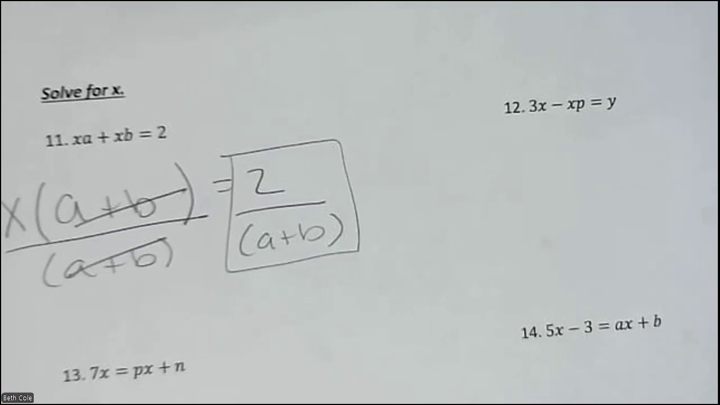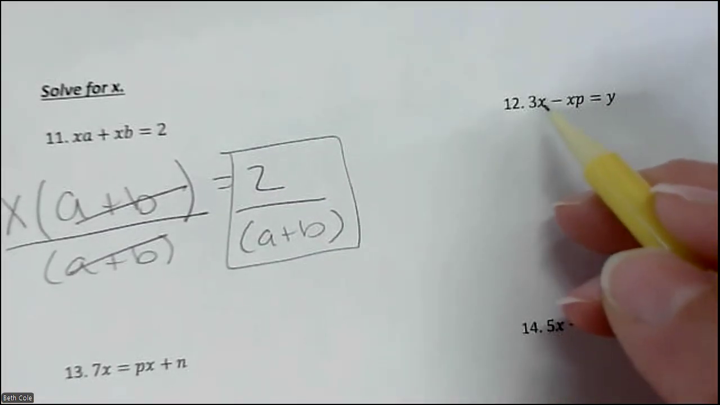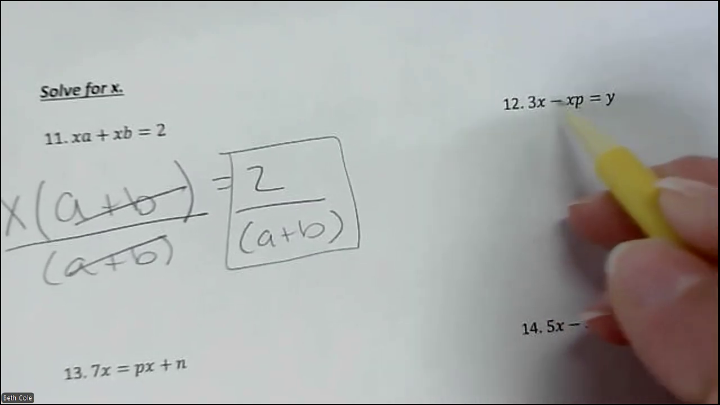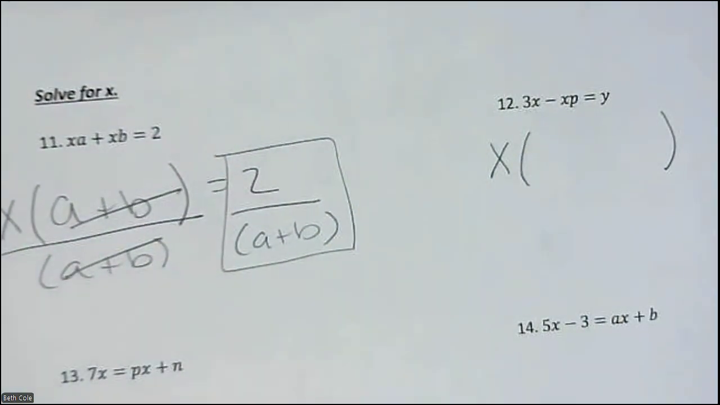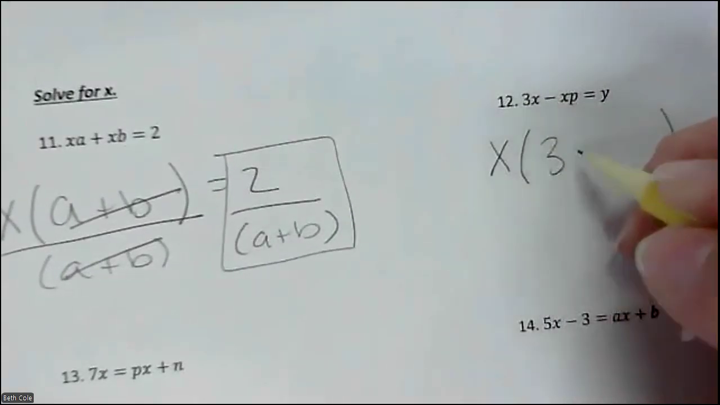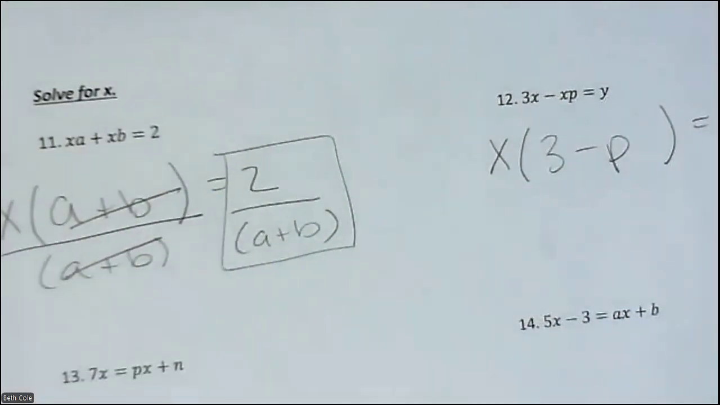Let's just try that again. We were so focused before. Let's keep it up. Do you see how both of these terms have an x? All you're going to do is factor it out. You're going to undistribute the x. Basically, just remove the x from both of the terms. What will that leave you with? Yeah, 3 minus p was y.